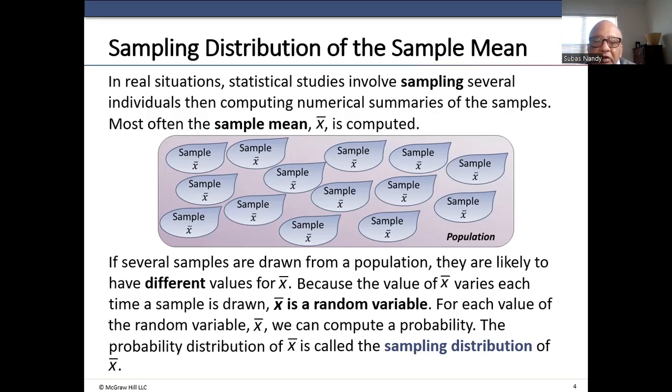Because the value of X bar varies each time a sample is drawn, X bar is a random variable. For each value of the random variable X bar, we can compute a probability. The probability distribution of X bar is called the sampling distribution of X bar. Why is it called sampling distribution? Because remember, we have sample means on the horizontal axis and relative frequency on the vertical axis.